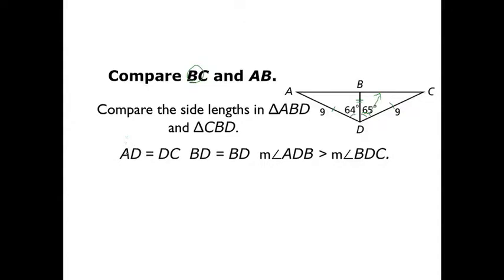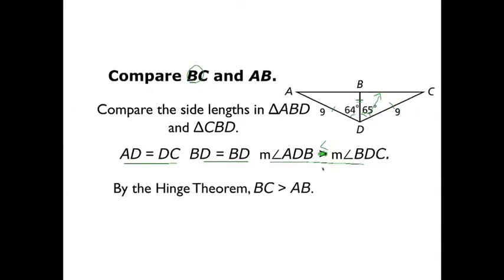These were the two nines. This is the shared side, and then these are the two angles, and I see that BDC is the bigger angle. I apologize for the notation problems this evening. And I see that BC has to be bigger than AB.